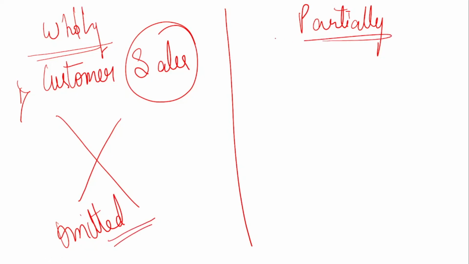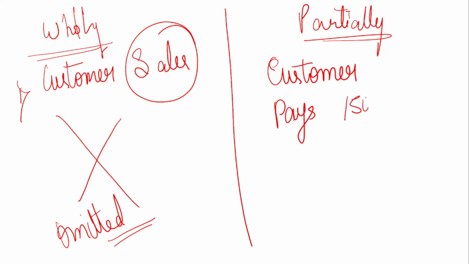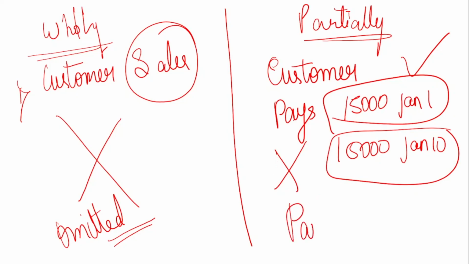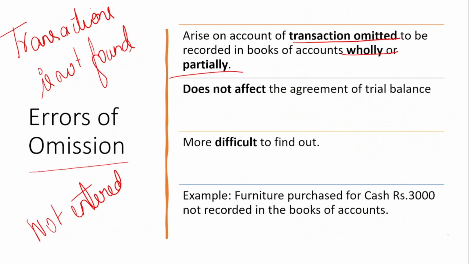Partially means what happens: the consumer or the customer pays 15,000 on Jan 1st and on Jan 10th he pays 15,000. You will enter the Jan 1st transaction, but you will not enter the Jan 10th transaction. This is known as partial omission, meaning some items are not recorded in the books of accounts. So this is known as error of omission.